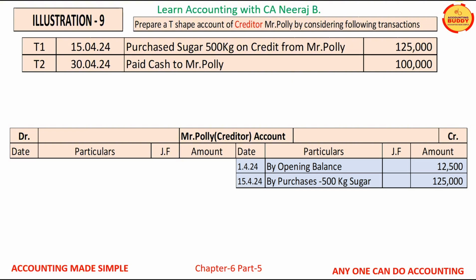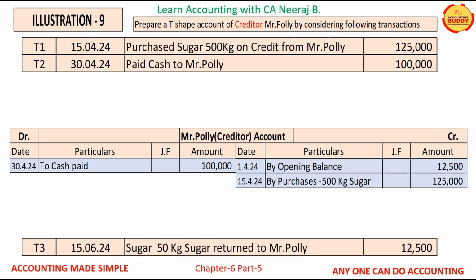Polly against an outstanding payable amount. With this payment of 100,000 to Mr. Polly, the outstanding balance of Mr. Polly will be reduced by 100,000, and thus the liability of the business will also get reduced by 100,000. As per liability account rule, the liability account will be debited when the liability reduces. Therefore, this transaction of 100,000 will be recorded on the right hand side, that is the debit side of Mr.